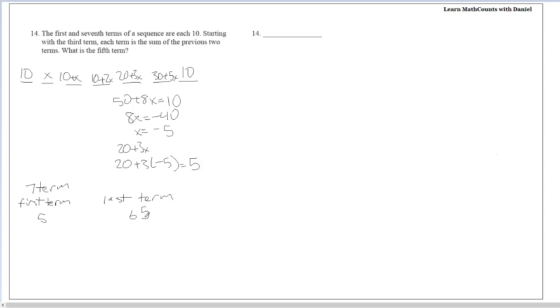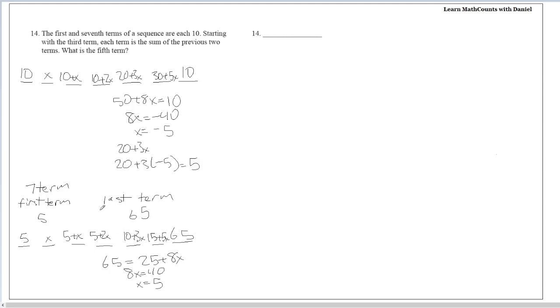So, again, we want to write out our 7 terms. So we have 5 and 65. Again, let's say x is the second term. So this means that our third term is 5 plus x, our fourth term is 5 plus 2x, our fifth term is 10 plus 3x, and then our sixth term is 15 plus 5x. Which means that the seventh term, which is 65, should also be equal to 25 plus 8x. And if we subtract 25 from both sides, we get that 8x equals 40 and that x equals 5.